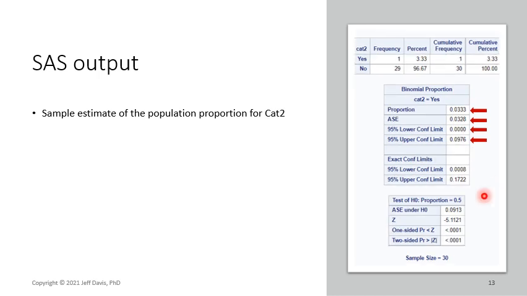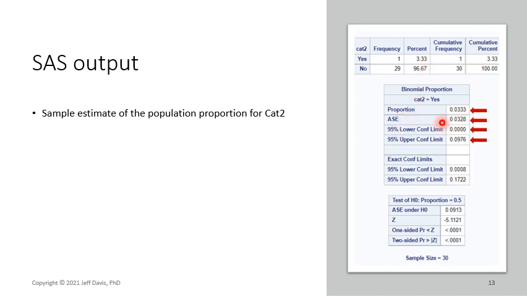So here's the output for Cat2. We get a distribution that is more like the distribution we set up in our data step. We get 3% of the sample in the category yes, and 96.67% of the sample in the category no. So this is the split we designed.